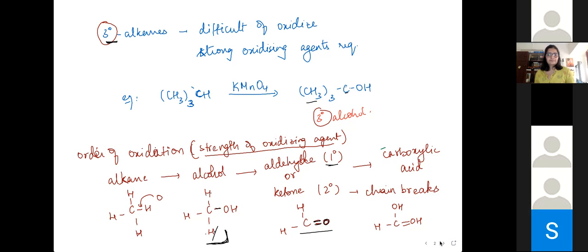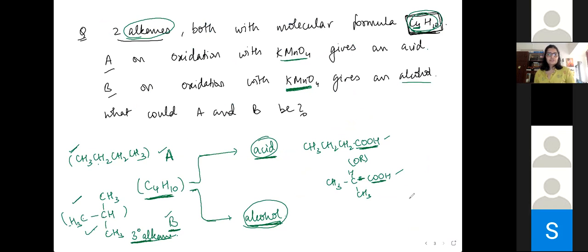Oh, right. Okay. So the hint here is, nowhere does it tell you it's tertiary. But the fact that you're ending up with alcohol only with KMnO4 should tell you that B is tertiary. Acid nahi aaya, alcohol hi aaya, matlab tertiary. That way. Okay.